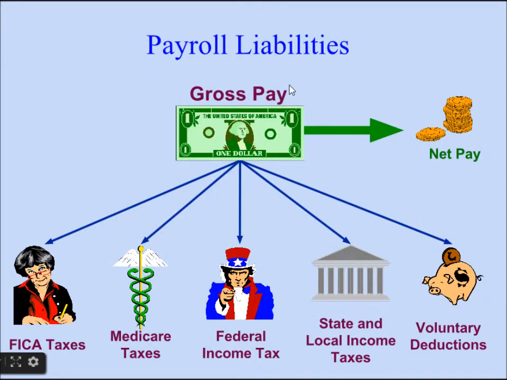Payroll liabilities: gross pay, net pay. Gross pay includes FICA taxes, Medicare taxes, federal income taxes, state and local income taxes, and voluntary deductions. So gross pay includes these many things, and net pay is just the dollar amount which goes in the bank account.